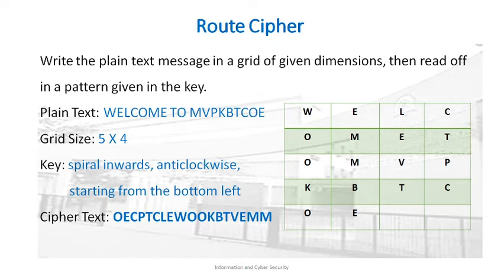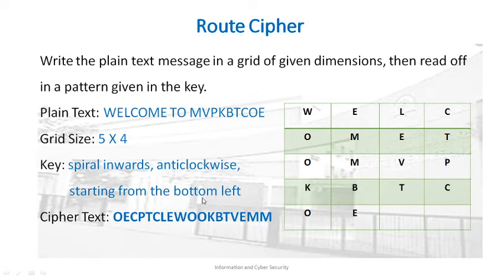Suppose our plain text is "welcome to MVP KBT COE" and the grid size given is 5/4. We organize our plain text into a grid of size 5/4, where 5 is the number of rows and 4 is the number of columns. So I organize this in the 5/4 matrix. It will become WELCOME, TO MVP KBT COE.